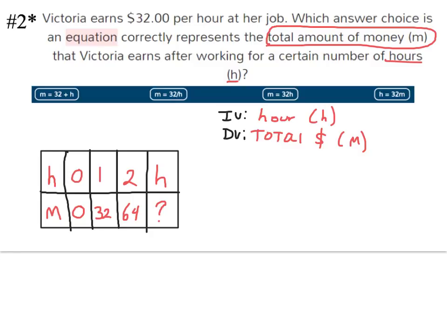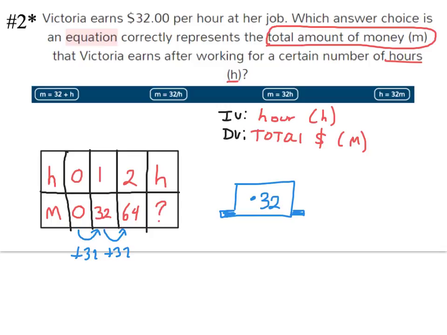Let's figure out the pattern. To get from 0 to 32, I add 32. To get from 32 to 64, I add 32. So the pattern is to use repeated addition to add 32 plus 32 plus 32. So let's draw our machine now. In our machine, instead of adding 32, we're going to multiply by 32. And let's check to see if this works.